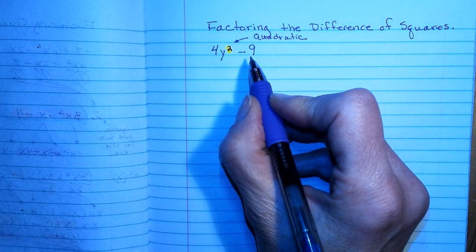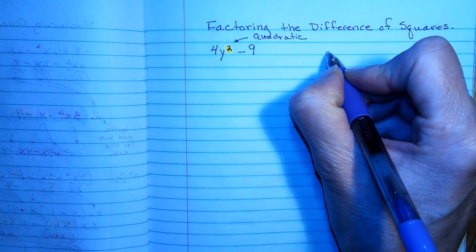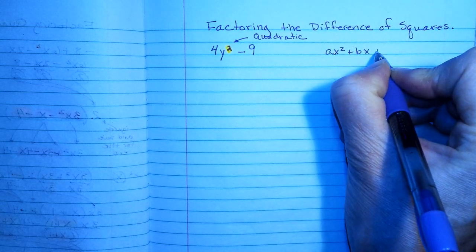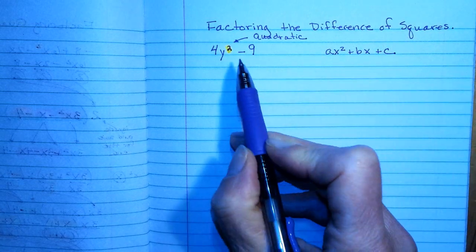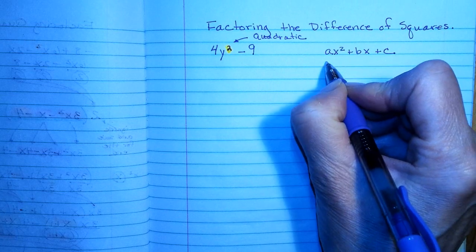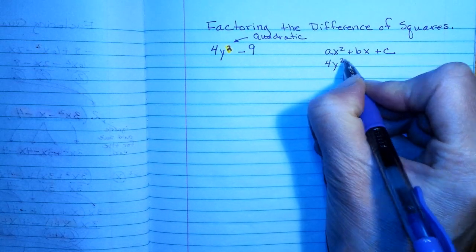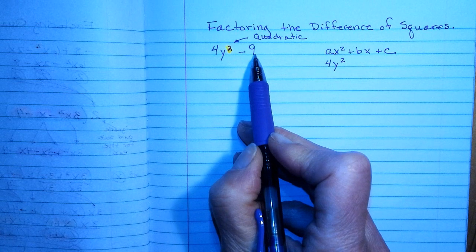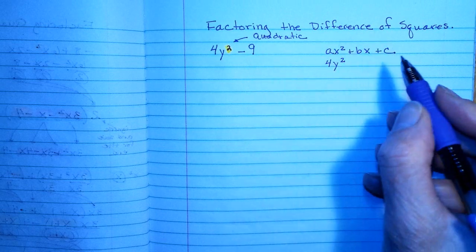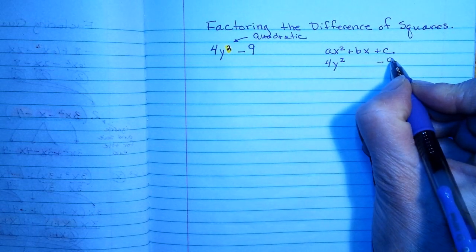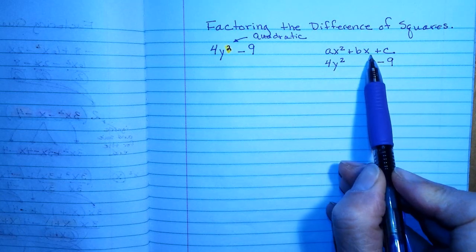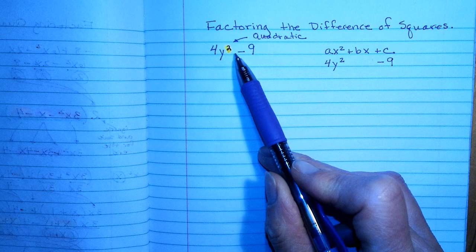So in the previous video I talked about standard form. So standard form would be ax squared plus bx plus c. So when I'm looking here, my y squared goes in my x squared column. But where does my negative 9 go? Does it go in the c or does it go in the bx? There is no x, so that means it goes here. So that means I'm missing something in the center. What am I missing? I am missing a y term.